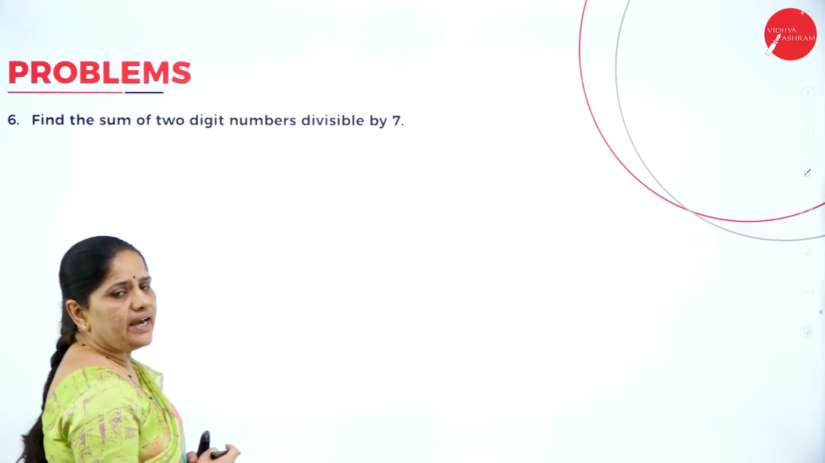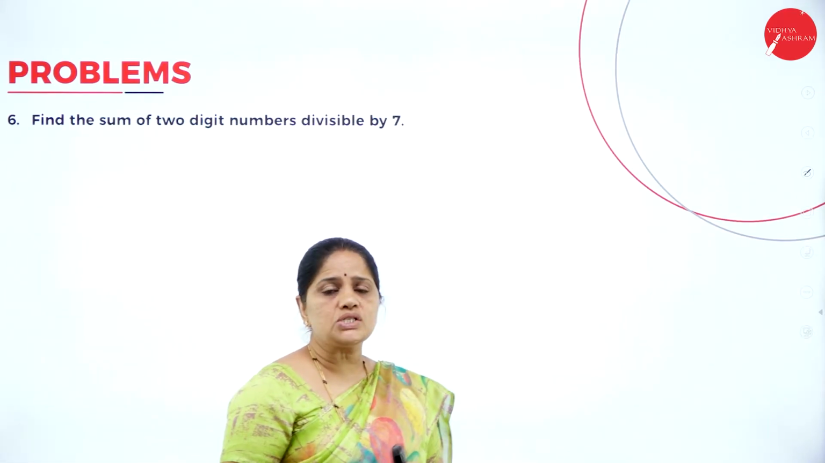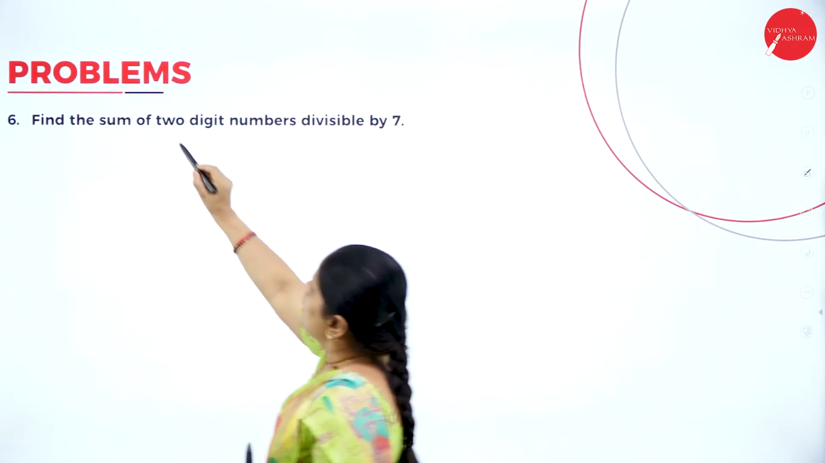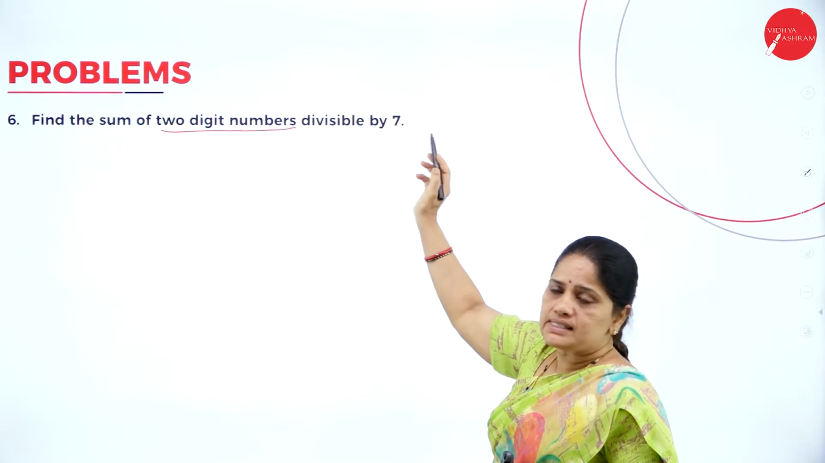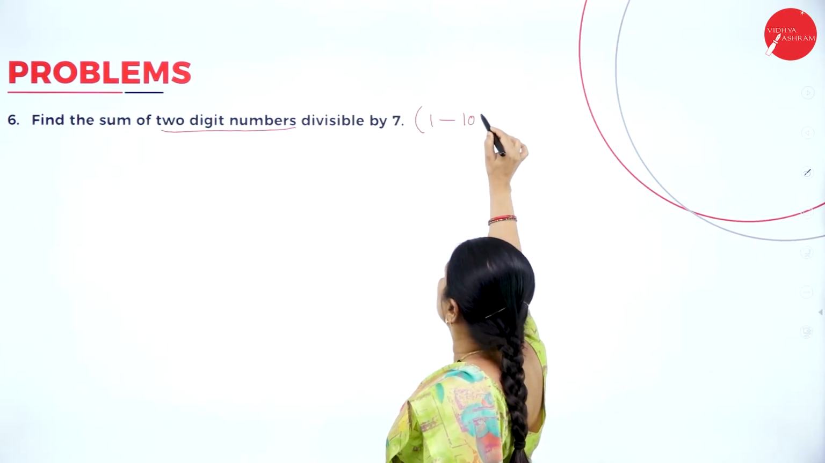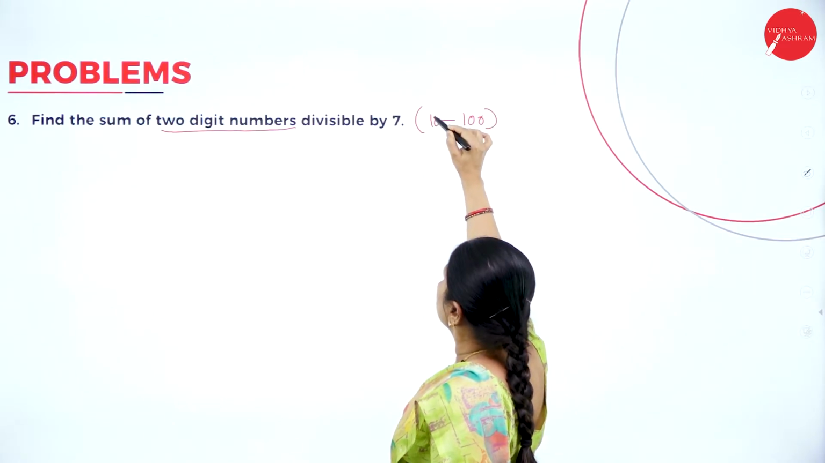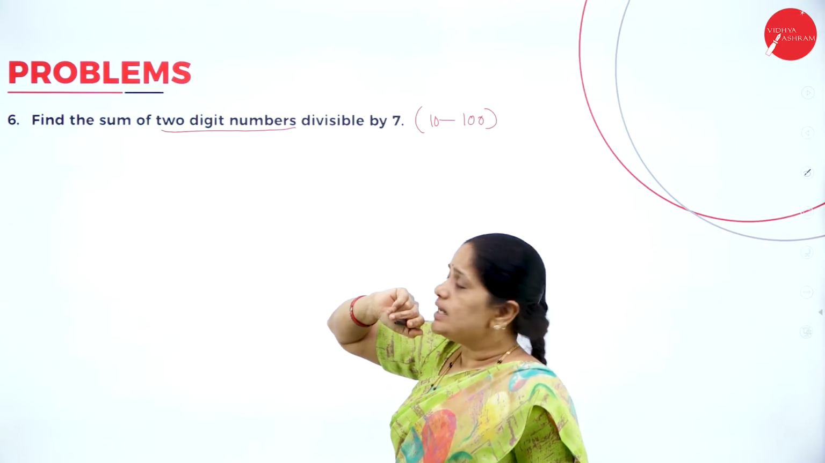So we have to find all the numbers which are divisible by 7, that is only 2-digit numbers. So they have asked for only 2-digit numbers divisible by 7. So the numbers should be between 10 and 100, meaning all those 2-digit numbers.